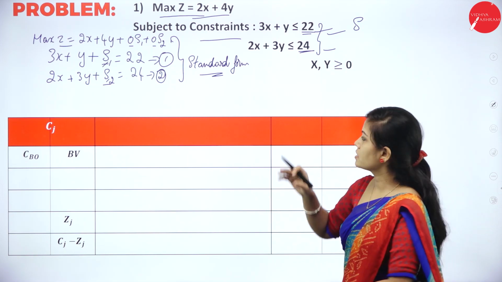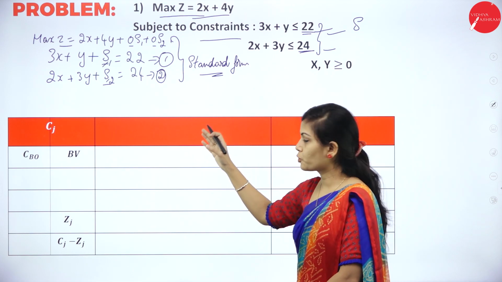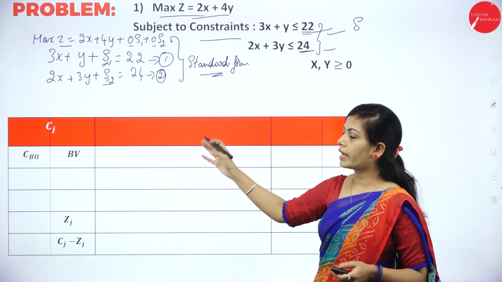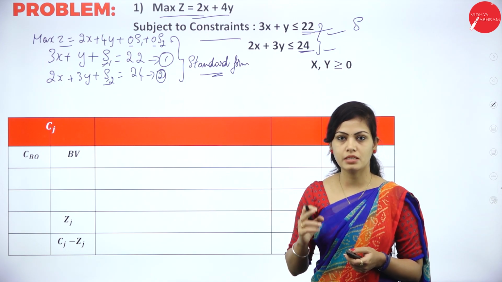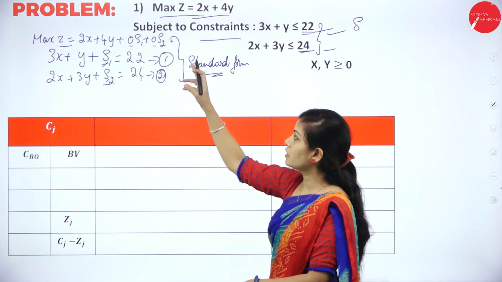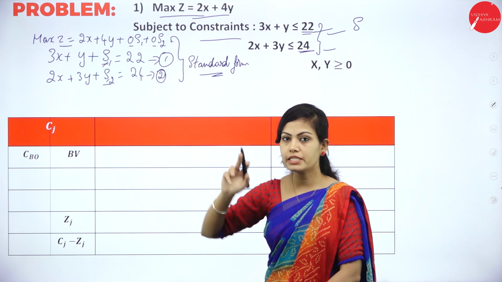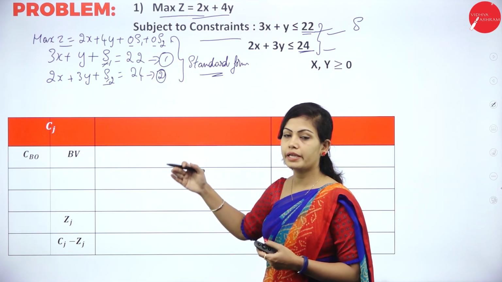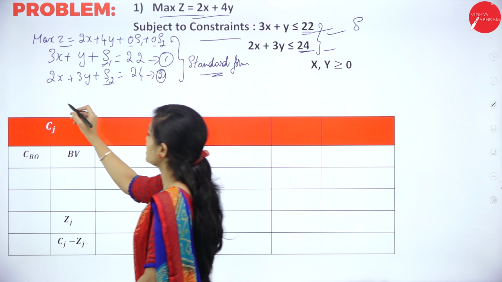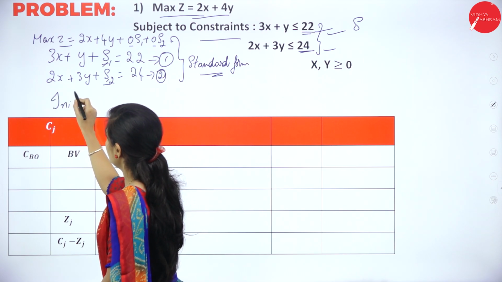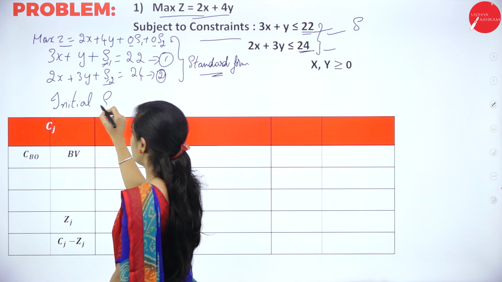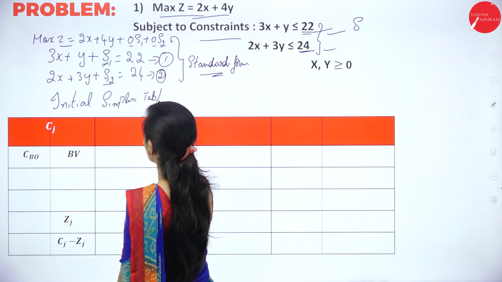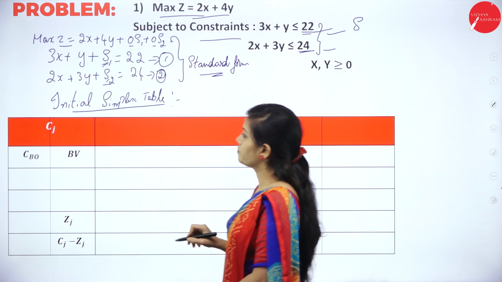After converting this into standard form, you can proceed to the initial simplex table. So the first step is that the objective function and constraints should be in standard format. Now it is in standard form, so I can proceed to the initial simplex table. So this is the initial simplex table.